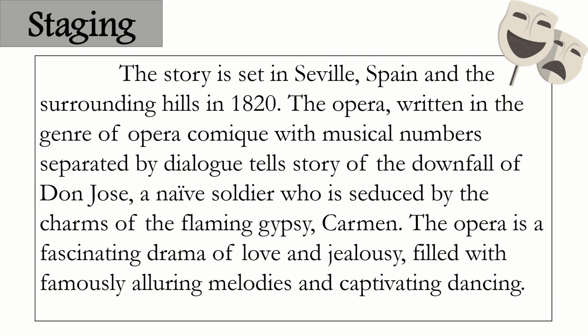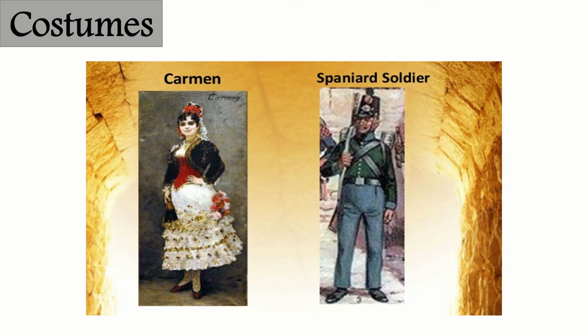Staging. The story is set in Seville, Spain, and the surrounding hills in 1820. The opera, written in the genre of opéra comique with musical numbers separated by dialogue, tells the story of the downfall of Don Jose, a naive soldier who is seduced by the charms of the flaming gypsy Carmen. The opera is a fascinating drama of love and jealousy, filled with famously alluring melodies and captivating dancing. Here is the costume for Carmen's character and the Spaniard soldier.